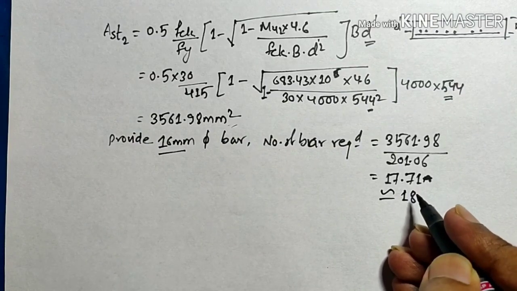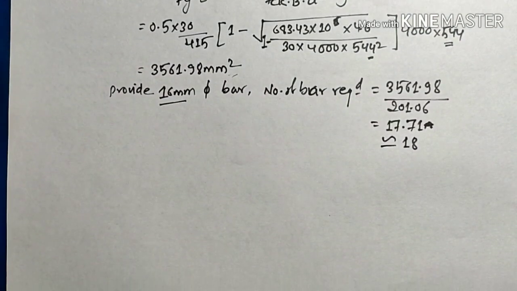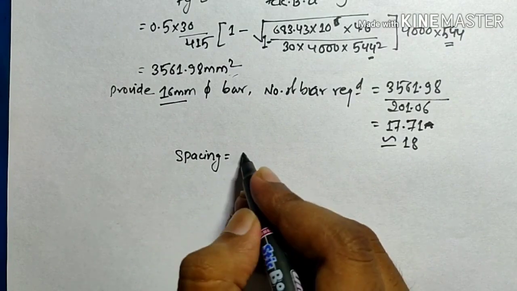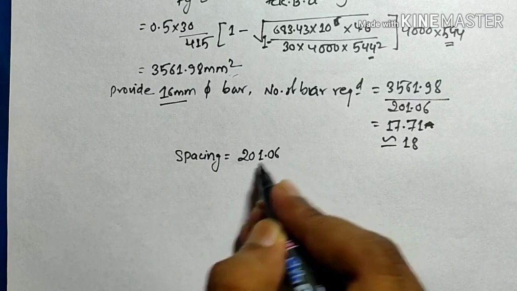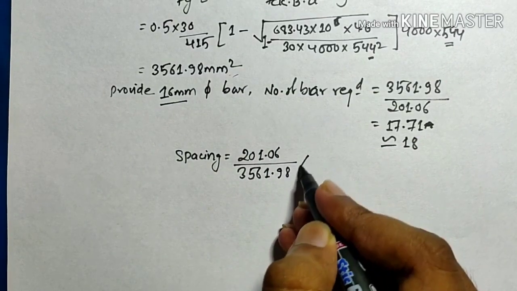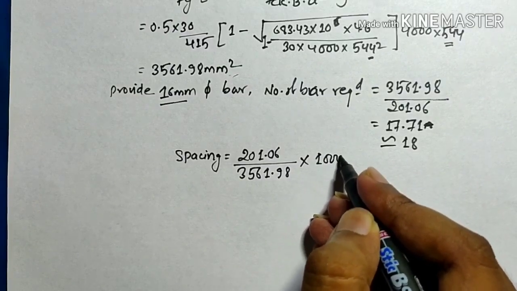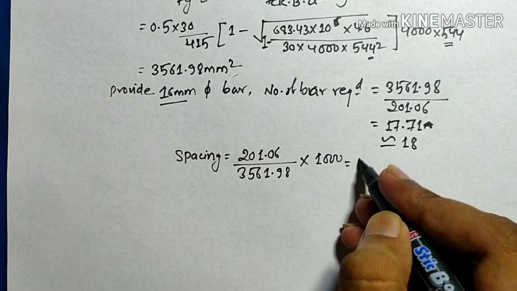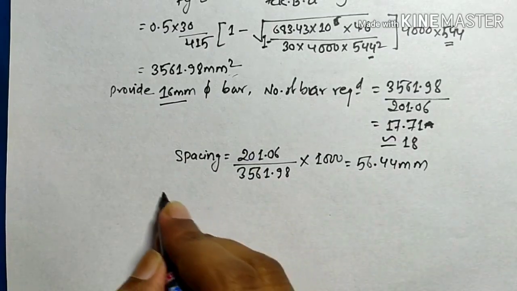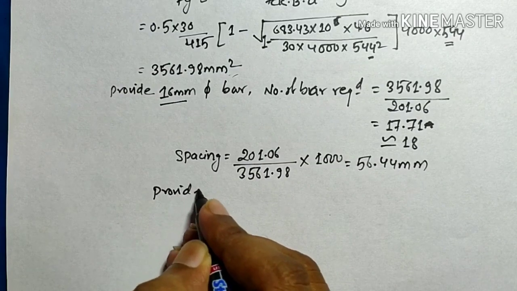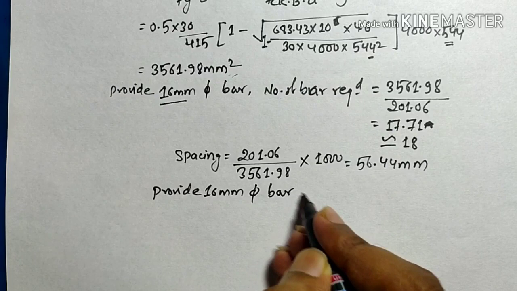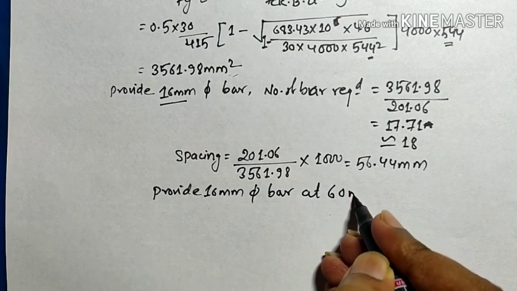Now time for spacing of bars. So we have spacing equals 201.06 divided by 3561.98 into 1000, and we will have the spacing equal to 56.44 millimeter. Hence provide 16 millimeter dia bar at 60 millimeter center to center.